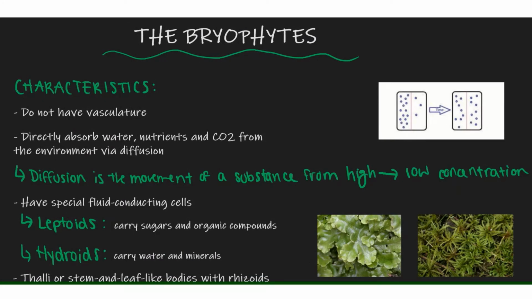As we said previously, the bryophytes are the first land plants, and they have a couple characteristics that are important to them. Firstly, they do not have vasculature, meaning that they do not have any xylem or any phloem, which are only seen next in the seedless vascular plants.